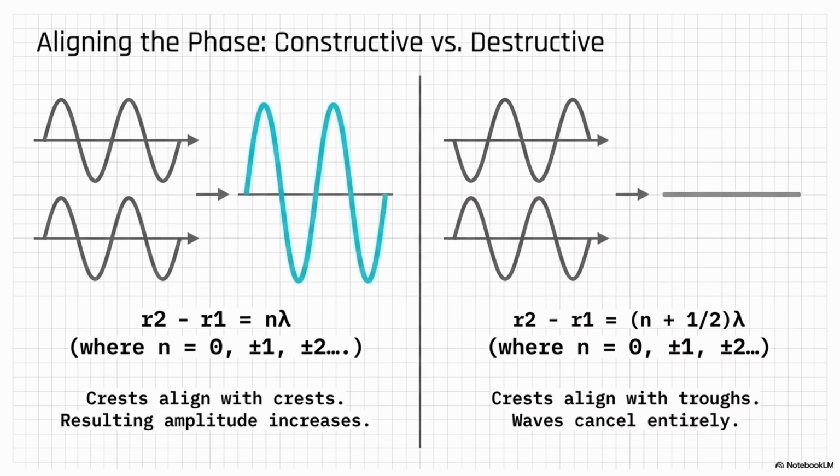But then you have destructive interference. Right, the debt in the bank account. Yeah, this is when the crest of one wave perfectly hits the trough of another. The formula here is that the path difference is (n plus 1/2) lambda, so they are exactly half a step out of sync. Okay, wait, I have to push back here for a second, because looking at the absolute cancellation shown on this slide, it's mind bending. It's saying that if you add two incredibly loud sound waves together in the exact right misaligned way, you get total silence. I know it defies common sense.